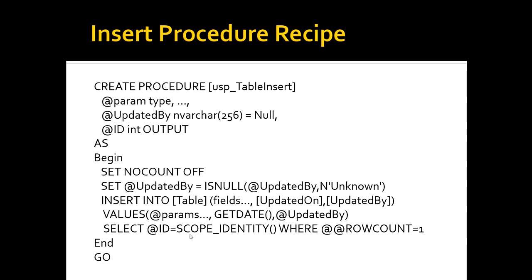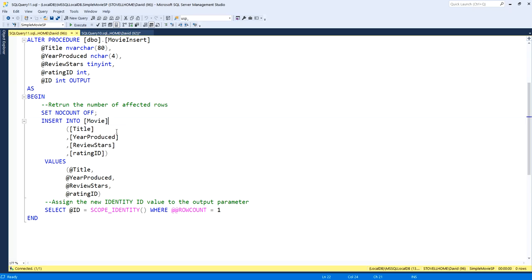And then we have our select here to basically call scope identity. As long as we have a row count of 1, in other words, we did successfully insert the record, then we'll get the new primary key value and assign that to the output parameter. All right, so let's just see that in our SQL Server.